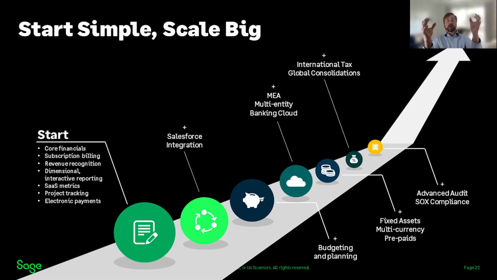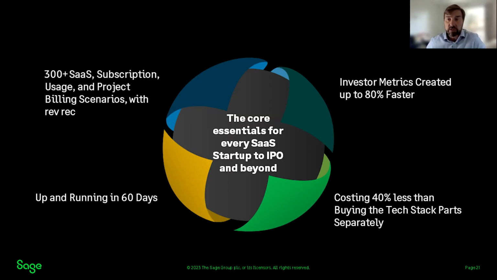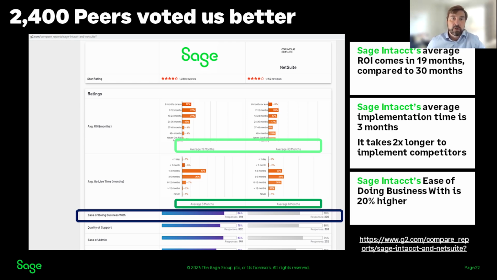So here's the net. As you ask your marketing team, like, make me stand out, make us look better, here's what we do. We give you the core essentials to get through the process maturity curve, through the IPO and beyond, over 300 different billing scenarios. We'll give you over 200 investor reports and metrics and forecasts out of the box, up to 80% faster. It can be up and running sometimes as fast as 60 days. This is for one of our particular products, and it depends on how much historical data that you choose to bring over. And then this costs 40% less than if you bought all those products from separate vendors. And so you're getting what you need to make a better business, and it's less expensive in order to get there. And don't take our word for it.